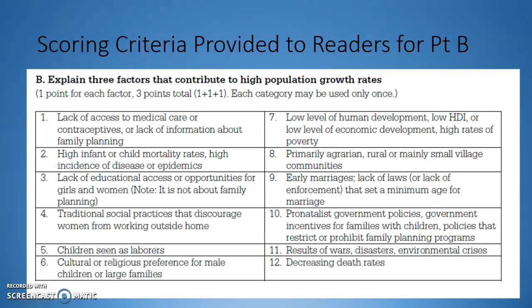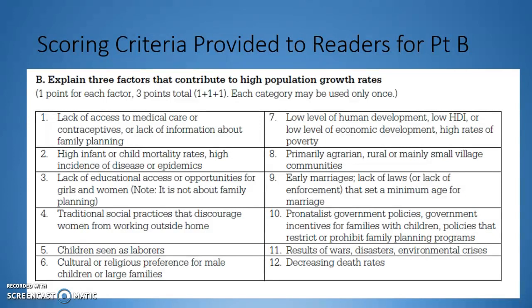Okay. For number 4, traditional social practices that discourage women from working outside the home. Those often result in higher birth rates. 5, children being seen as laborers. Okay. 6, cultural or religious preference for male children or large families. 7, low level of human development, low HDI, or low level of economic development, high rates of poverty. Oftentimes, high rates of poverty and low HDI will correlate, not 100% of the time, but pretty close.